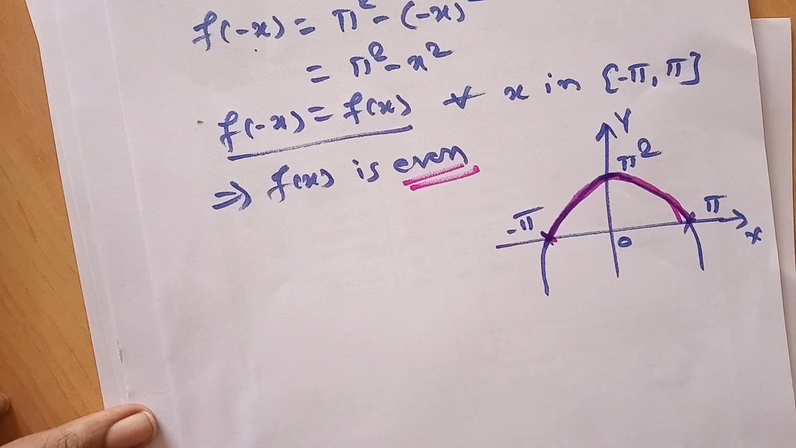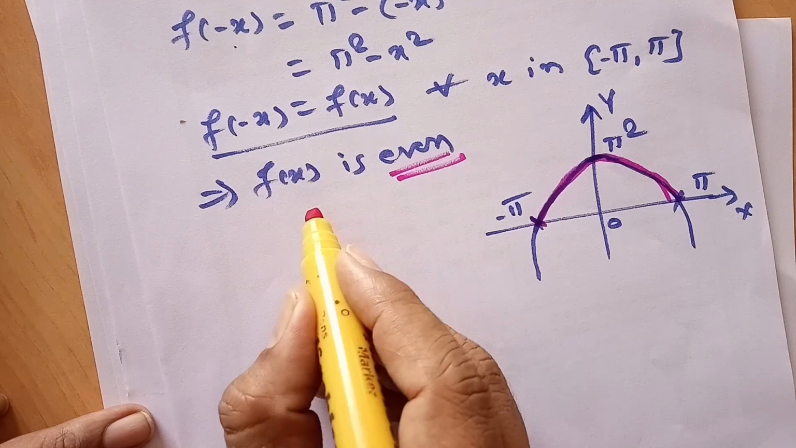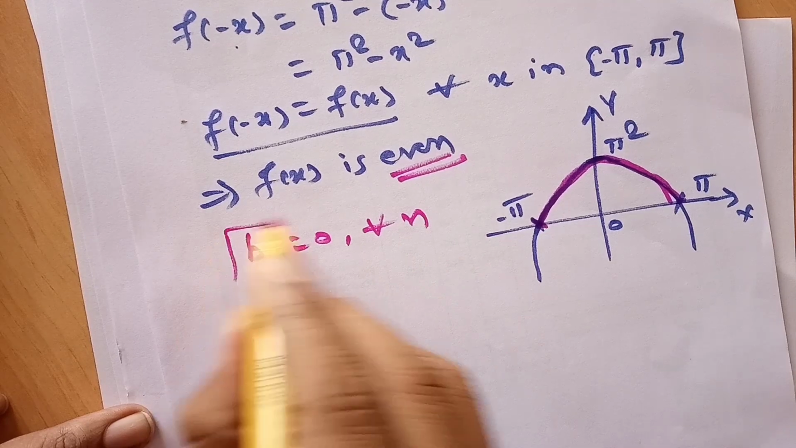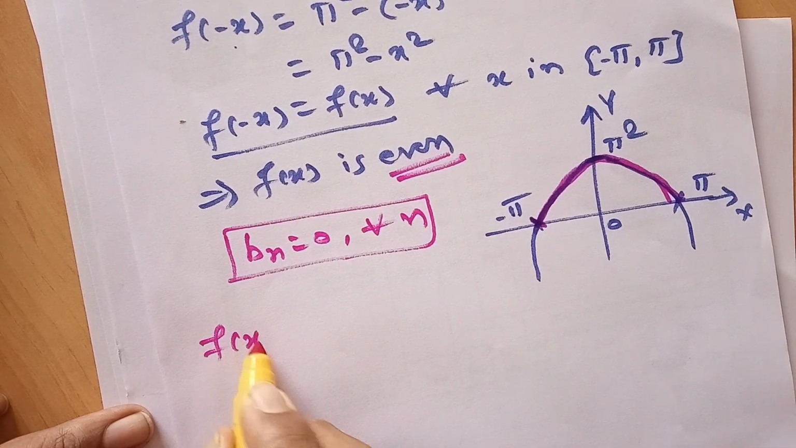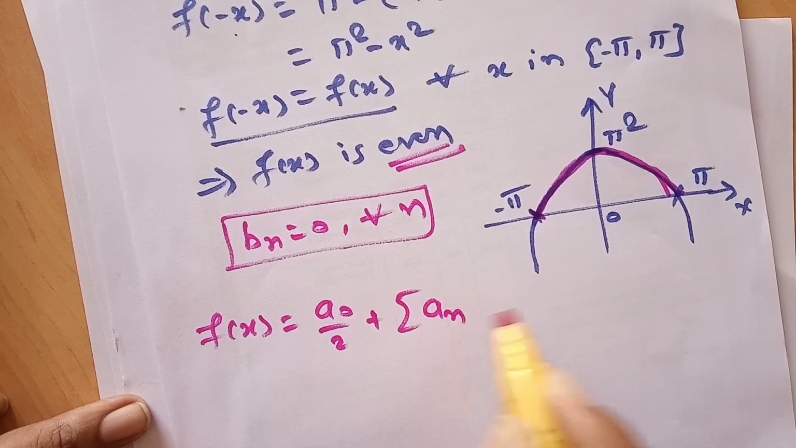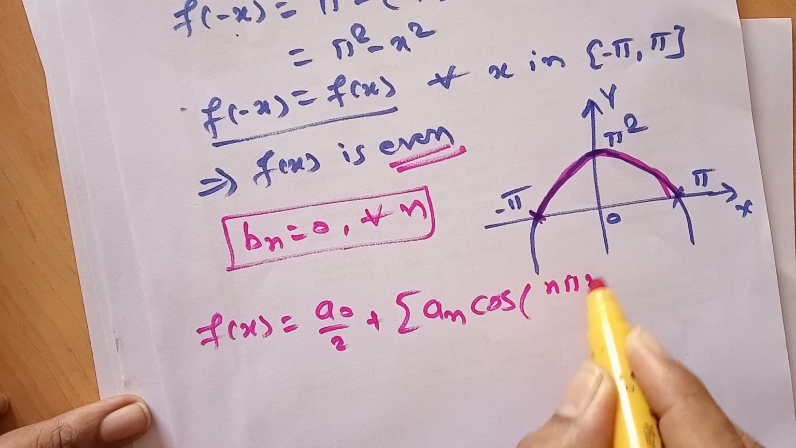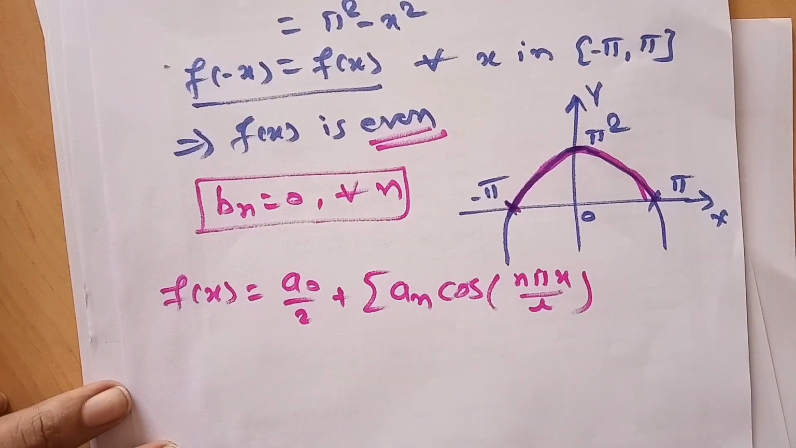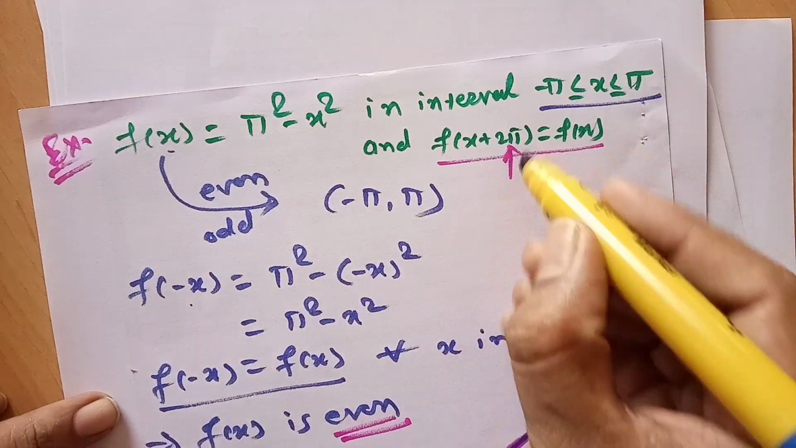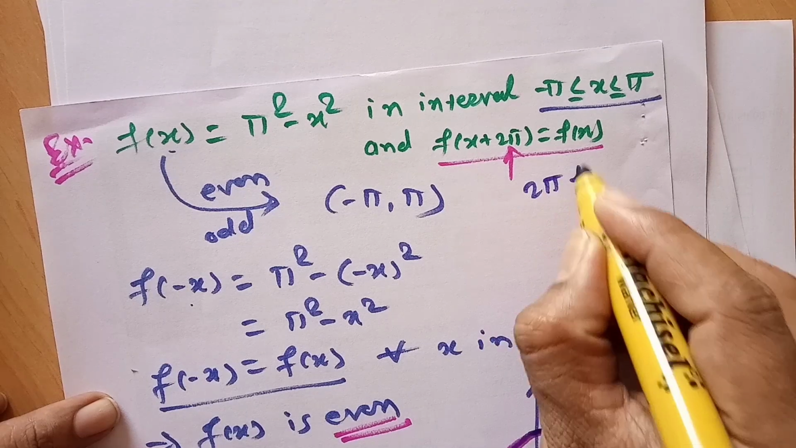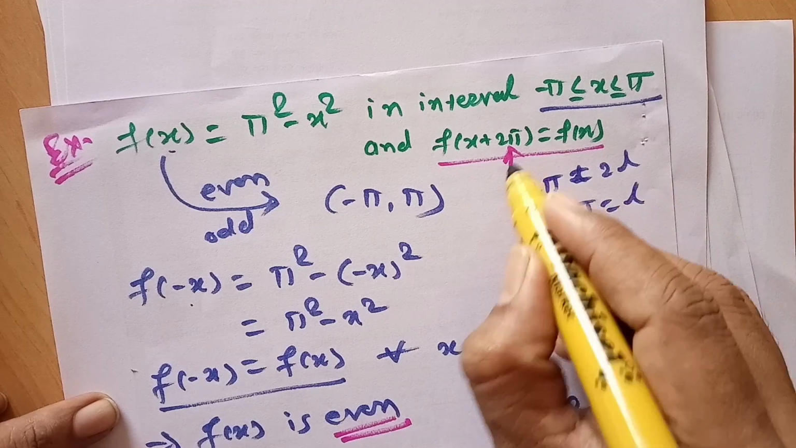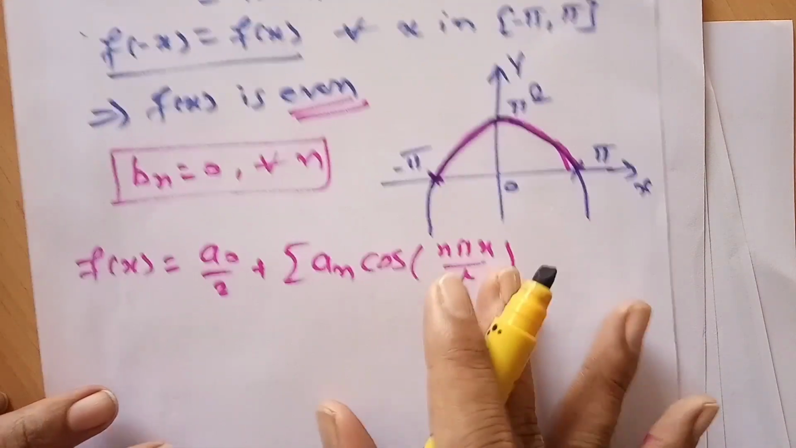Now clearly we know that our function is an even function. Therefore we know the formula for an even function. In an even function, for finding the Fourier series, Bn is equal to 0 for all n. Therefore our formula becomes f of x is equal to a0 divided by 2 plus summation an cos of n pi x divided by L. Now I will talk about L. What is L? Here the period is 2 pi, so 2 pi is equal to 2L. This gives pi equal to L.